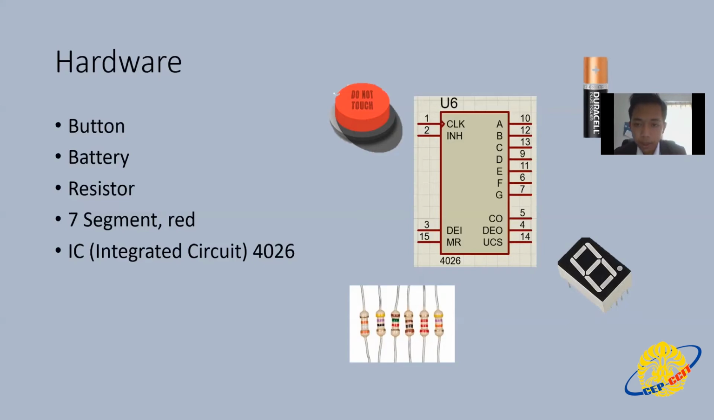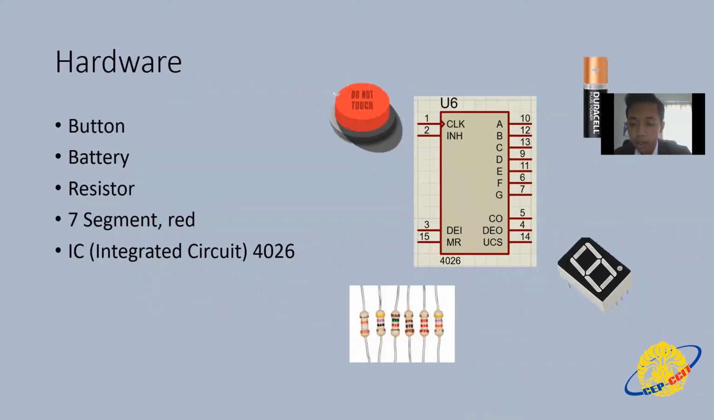Now, the first pin is CLK or clock. This pin receives the signal or impulse, and at every positive clock it will increase the number in the LED display. The second pin is ENH or inhibit. This is connected to the power supply. And there is DEI, the third pin. It is a display enable input. And there is MR. This is used to reset the number on the display.